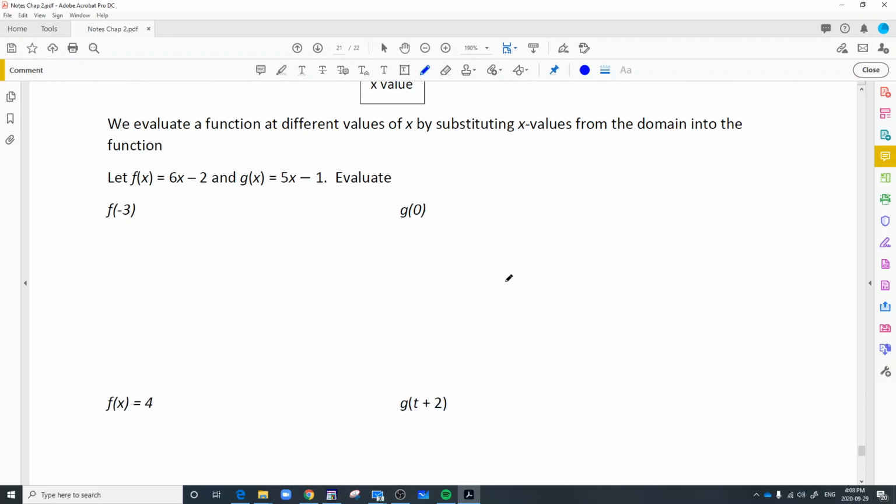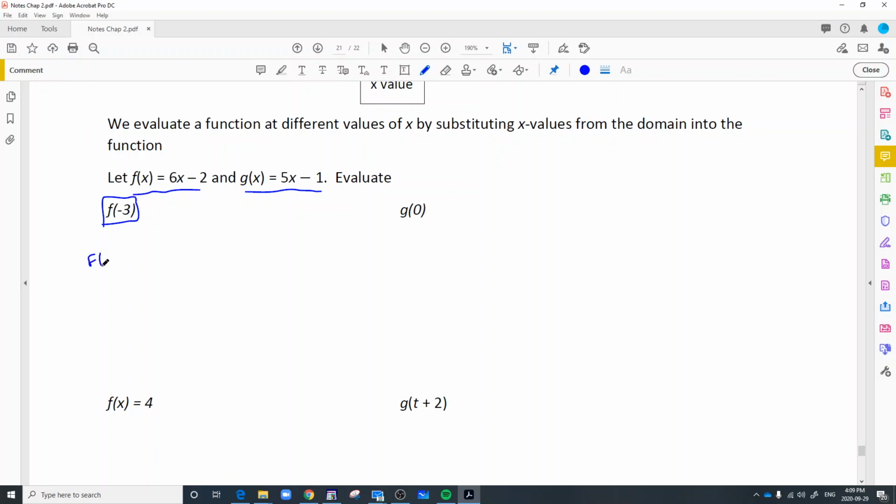So here we go, I have an example. I have two equations: f of x is equal to 6x minus 2, and g of x is equal to 5x minus 1. Now in math shorthand, I can simply ask you a question like this: find the value of your function when x is negative 3. In other words, everywhere there's an x, you're going to put in a negative 3.